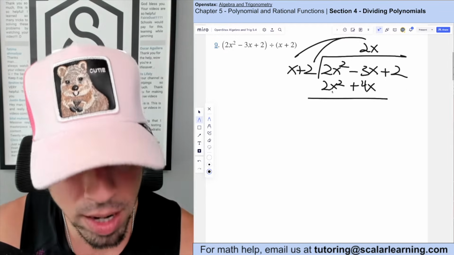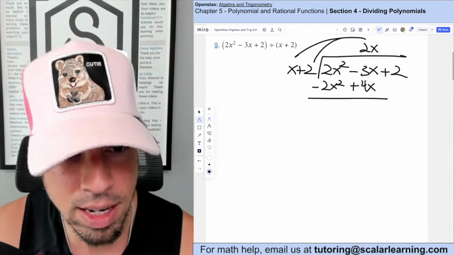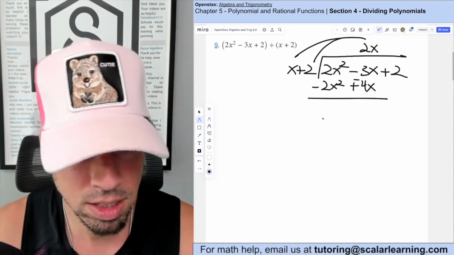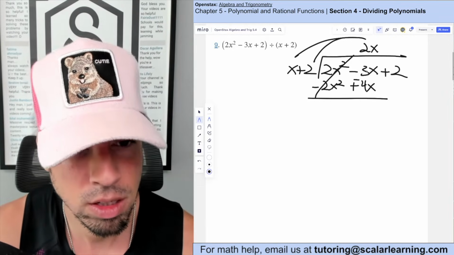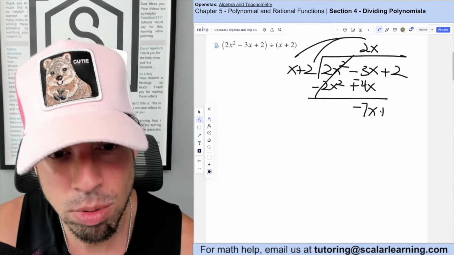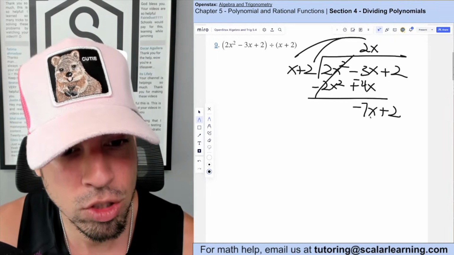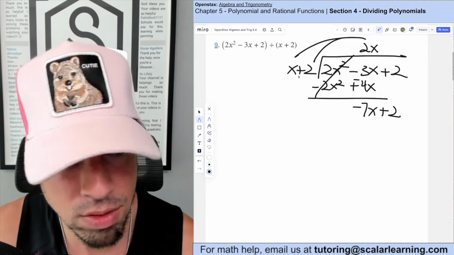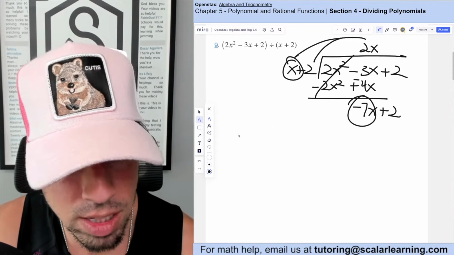Then we're going to subtract the bottom part, or as I like to say, negate, distribute a negative, and then just add. Same thing. Those cancel out, and then negative 3x plus negative 4x is negative 7x, and then you bring down a 2. And then x plus 2, we say, how many times does that go into negative 7x plus 2? Just think about those leading terms.